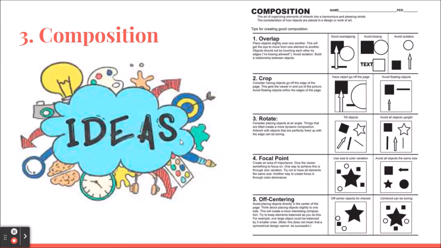Let's see some examples. So this was a composition. I like that there's overlapping. A lot of these images pop out from behind this bubble. Because they're popping out, there's some cropping. I don't see the whole image. Some of these are rotated to go outward. And the focal point is definitely this word ideas inside this bubble. There's not really off-centering, but that's okay that you don't use all of these, but it does use a lot of these composition techniques.